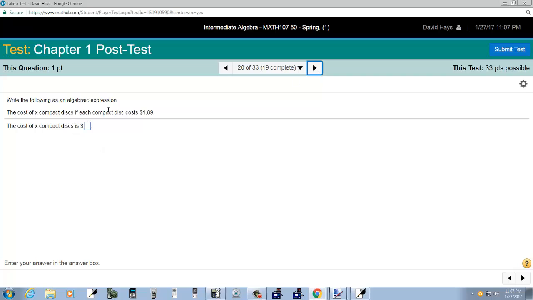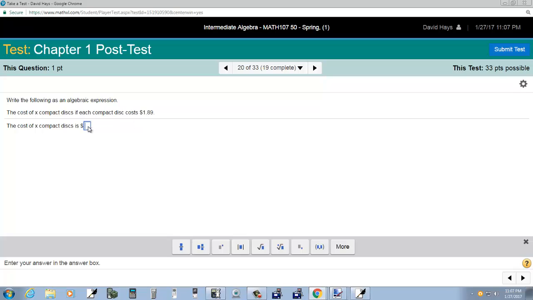Write the following as an algebraic expression. The cost of X compact disks, if each compact disk costs $1.89. So the cost of X compact disks is $1.89 times X. You take your price for one compact disk times your total number of compact disks. Assuming I'm reading that correctly.